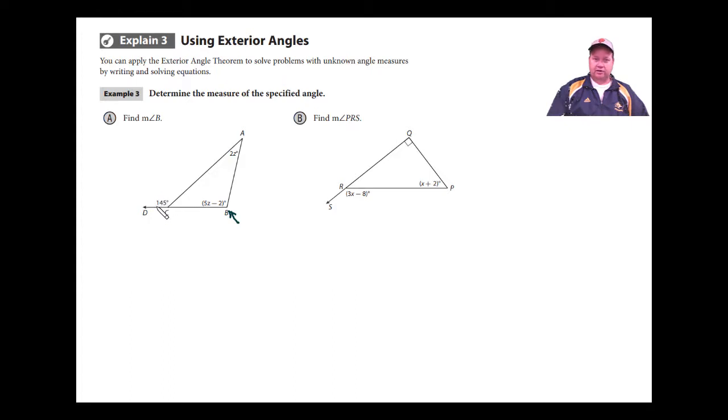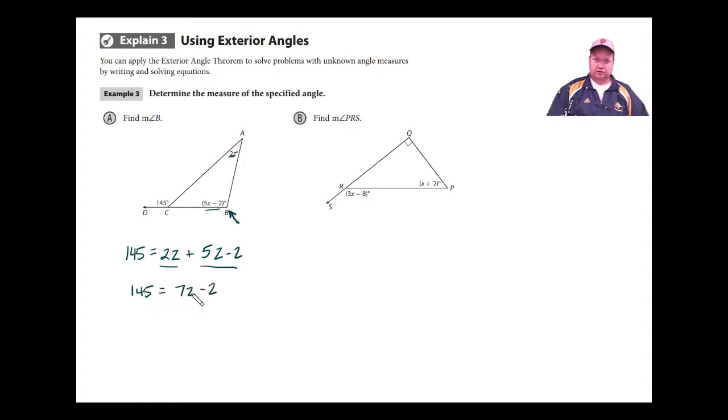But I do know that I have an exterior angle and I have the two remote interior angles, and I know that the measure of an exterior angle is equal to the sum of the two remote interior angles. So it's equal to the sum of 2z plus 5z minus 2, and I'm not going to bother putting it into parentheses, but this right here is one angle, and this right here is the other angle that I'm adding to get to 145. I'm going to do a little bit of algebra here. We're going to combine our terms.